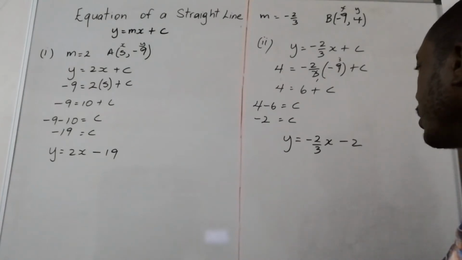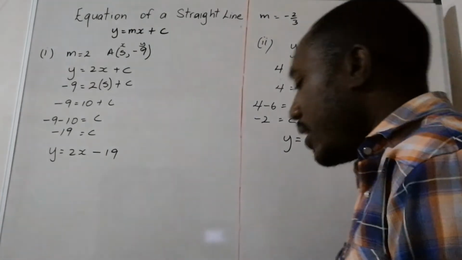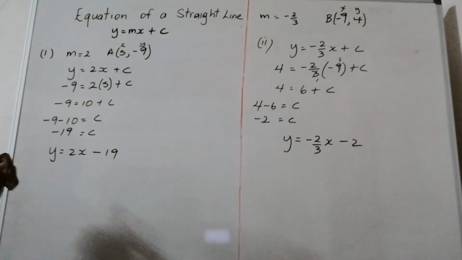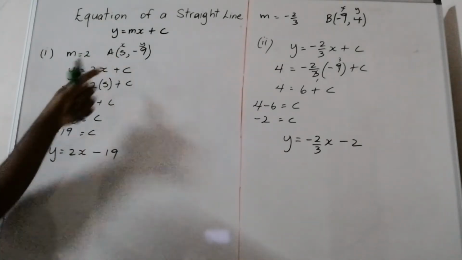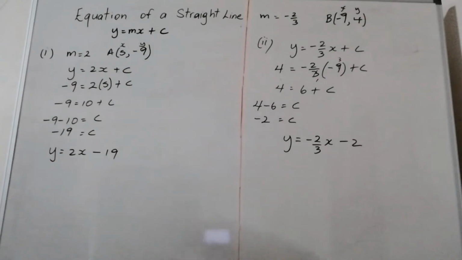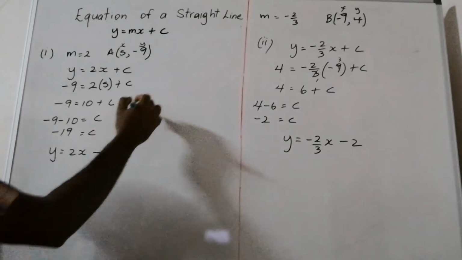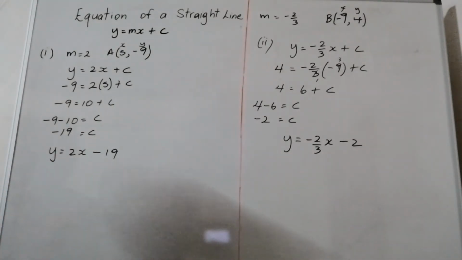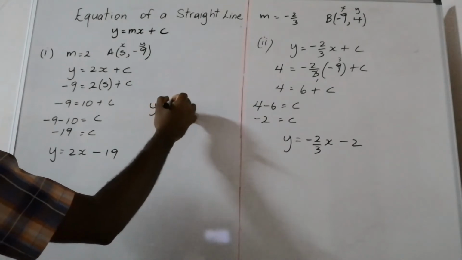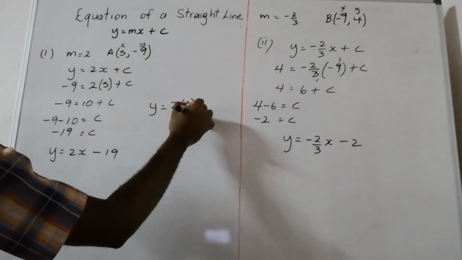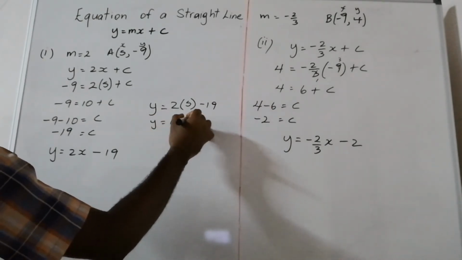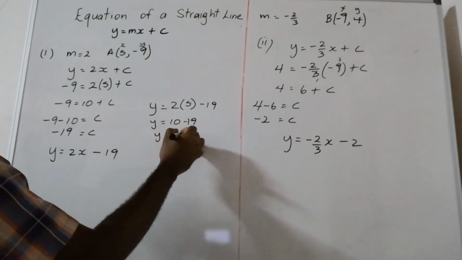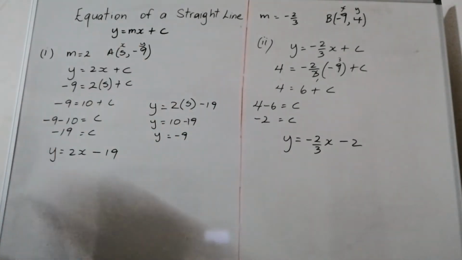Now, what we can do, we could check to see if this is true. Here, where we see x, we will substitute 9, to see if we will get 9 as our answer, just to show that this equation will hold true. So y is equal to 2 times 5 take 19. Y is equal to 10 take 19. Therefore, y is equal to negative 9. So you see we got our y value there.